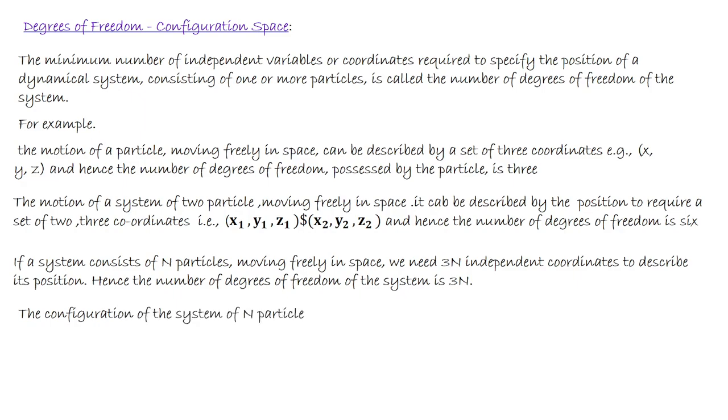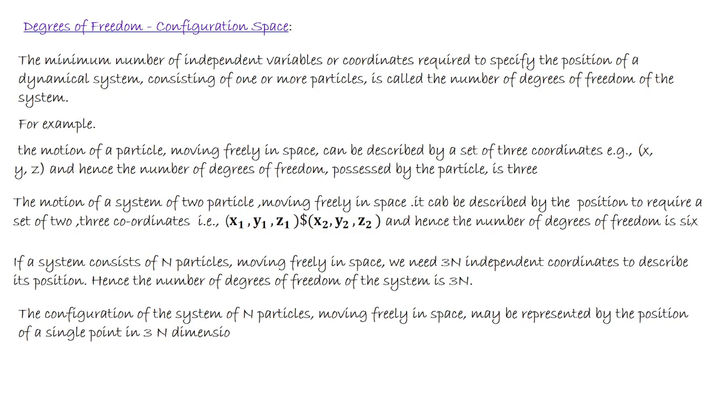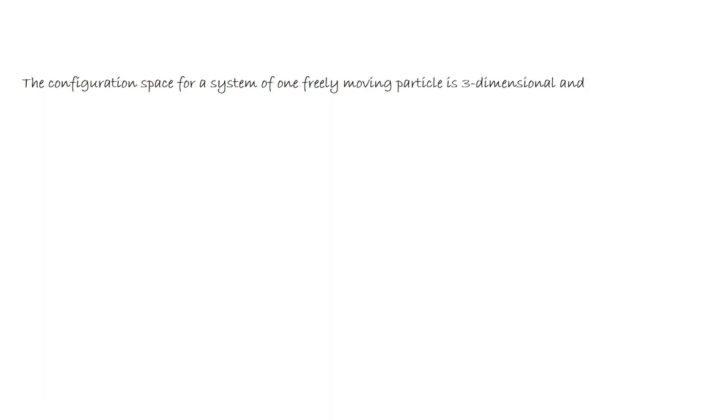The configuration of a system of n particles moving freely in space may be represented by the position of a single point in 3n-dimensional space, which is called the configuration space of the system. The configuration space for a system of one freely moving particle is three-dimensional, and for a system of two freely moving particles it is six-dimensional space.